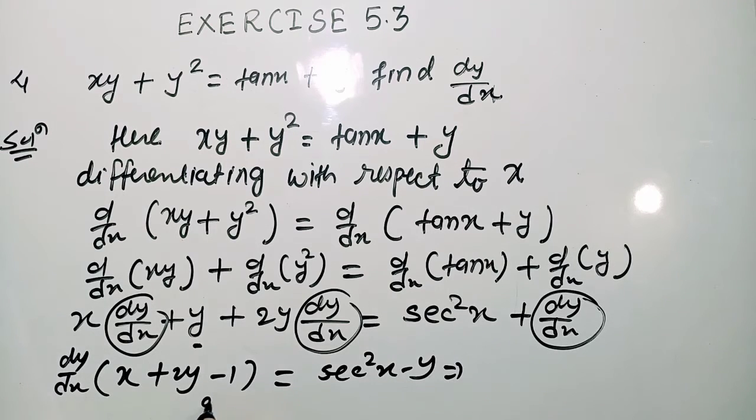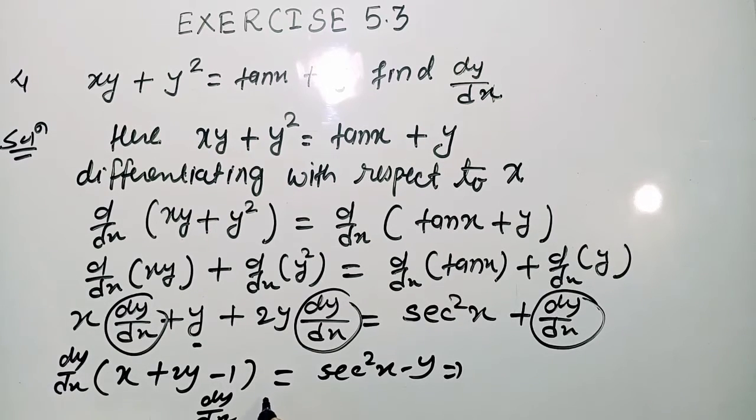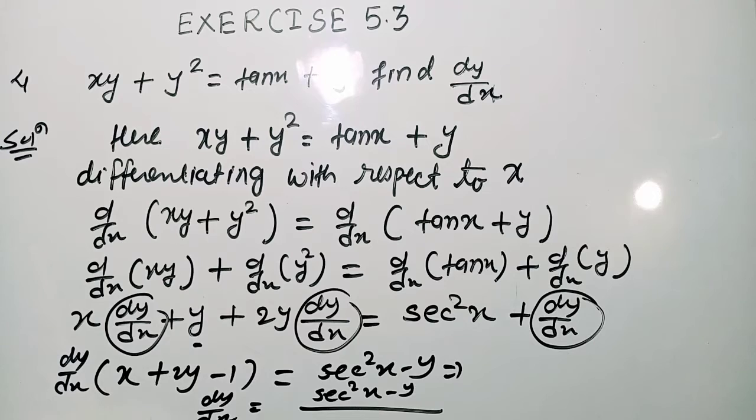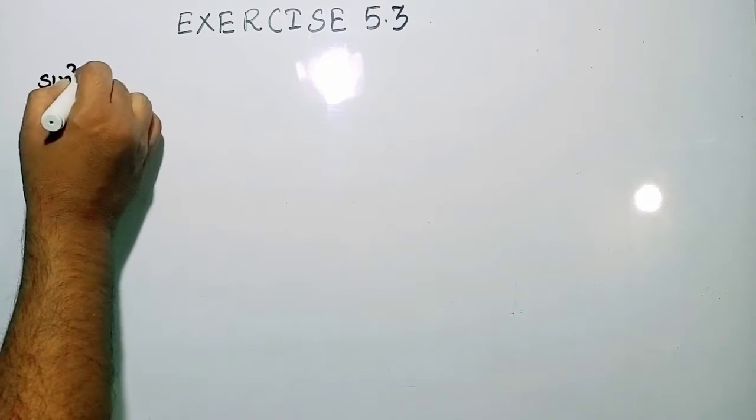So what will be the value of dy by dx? dy by dx will be sec square x minus y divided by this term, x plus 2y minus 1. Okay students, now moving to the next question.